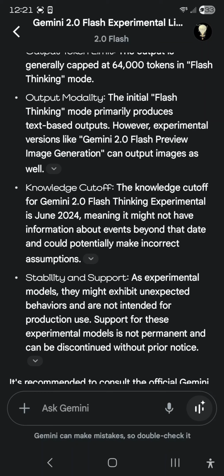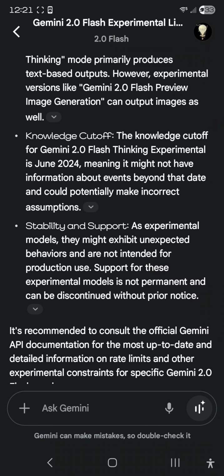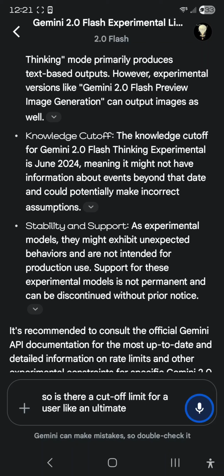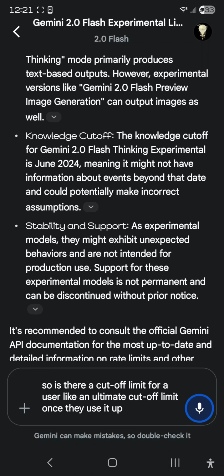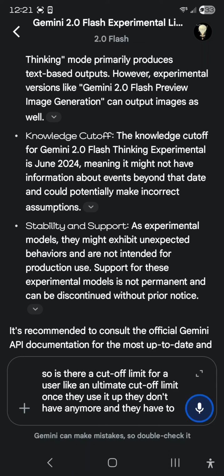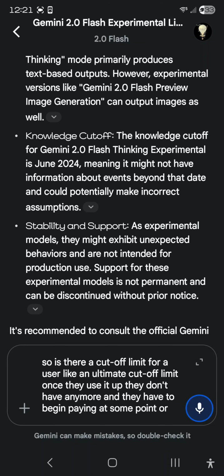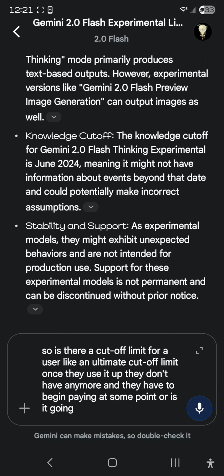I'm wondering, is there a cutoff limit for the total amount a user has, or does it keep regenerating every so often? So I'm going to ask it that. So is there a cutoff limit for a user, like an ultimate cutoff limit? Once they use it up, they don't have any more and they have to begin paying at some point? Or is it going to be available with refreshed rates?